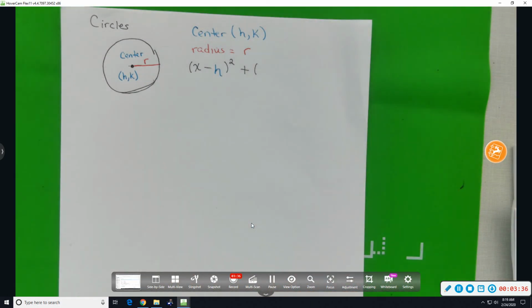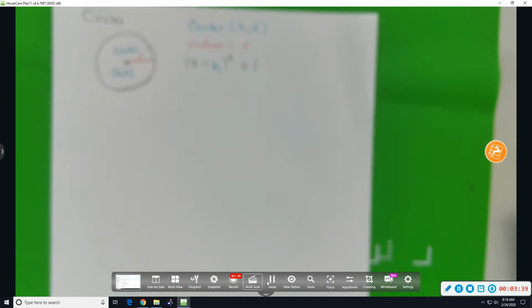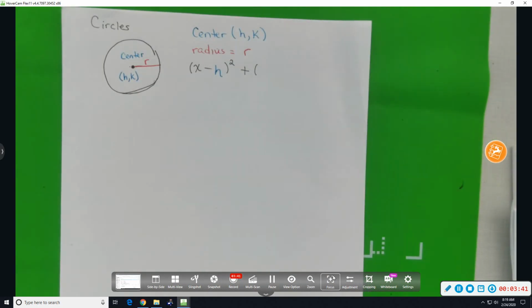You know what? I just realized, is it doing that focusing stuff? Oh, let me correct that. There. Okay, should stop now.